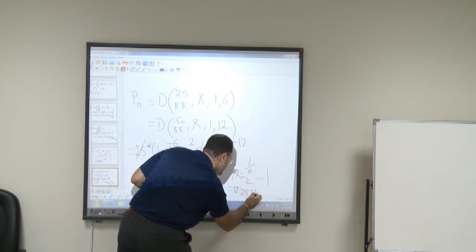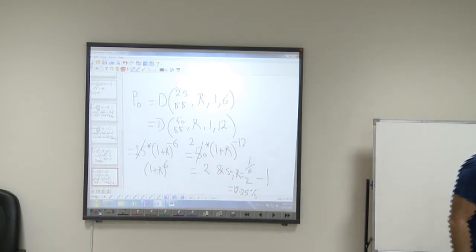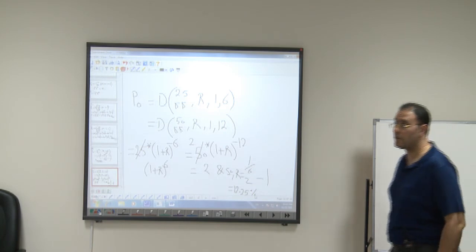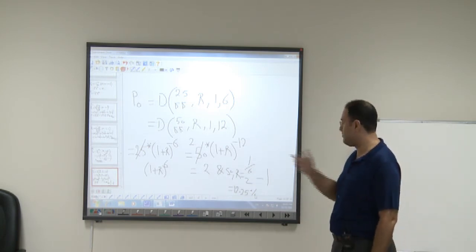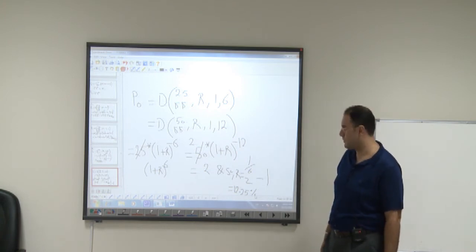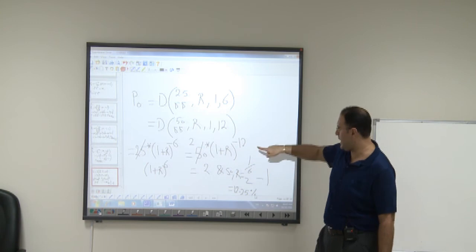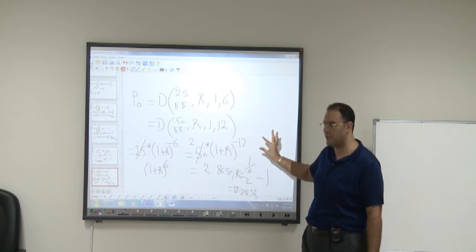12.25%. So R is going to be 12.25%. I hope this is clear. So R is going to be 12.25%. Yes, sir. The very last steps: after the equal sign, I multiplied everybody by 1 plus R to the power of positive 12.